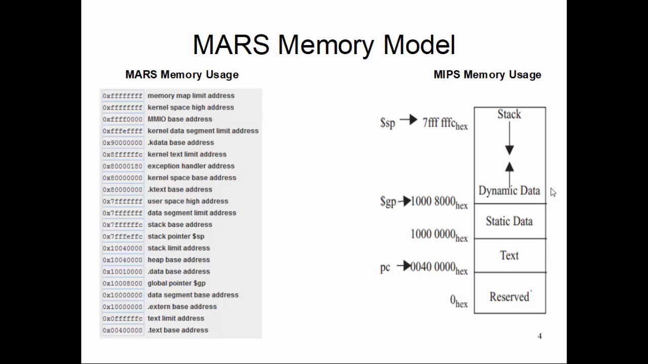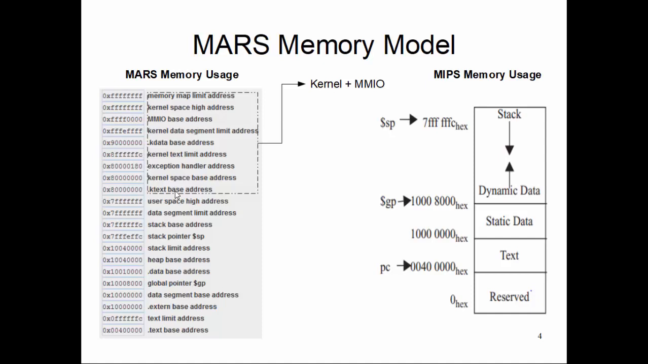I bring up that Mars memory usage and their memory model, and try to compare between them. We'll see they're mostly the same except for a couple of points. We'll highlight that too. First of all, the higher part from 7FFFFFFF, that's 32 bit. After that, it's about kernel and MMIO. Remember memory mapped IO? That's what MMIO stands for.